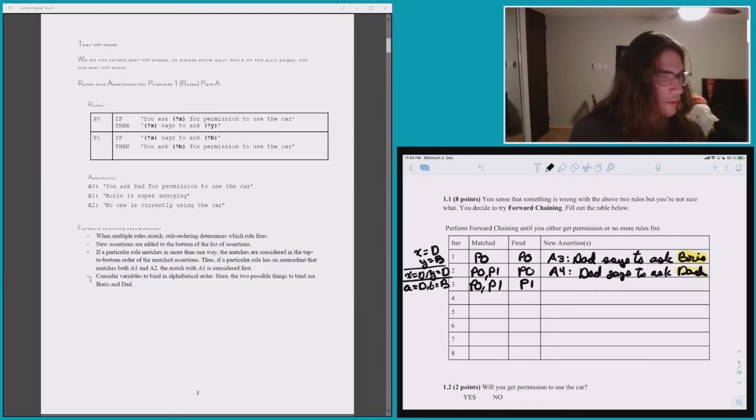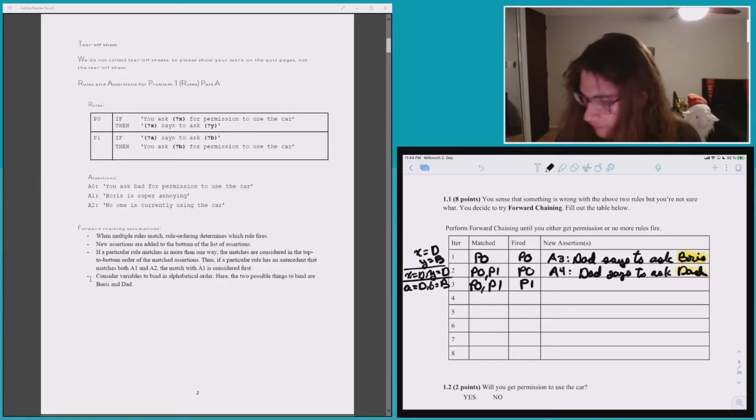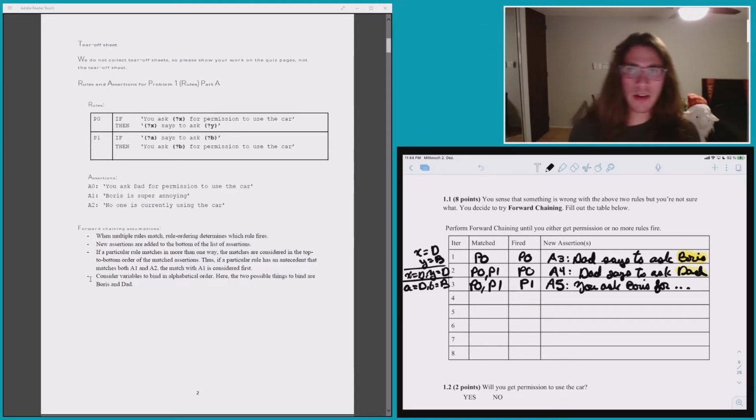If I read that correctly. Yes. Which means assertion 5 becomes you ask Boris for permission to use a car. I'll leave it in 3 dots because that's not going to fit with my handwriting. You ask Boris for permission to use the car.